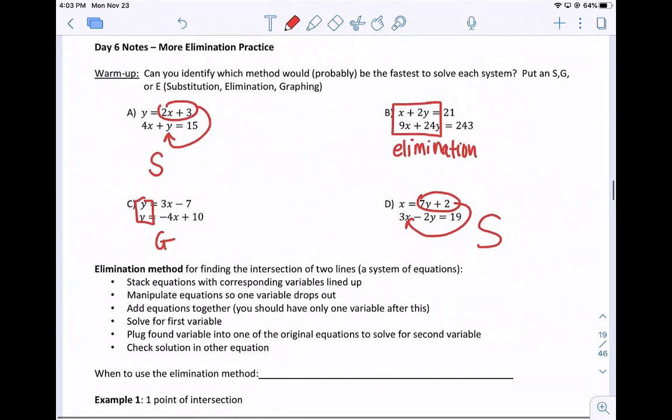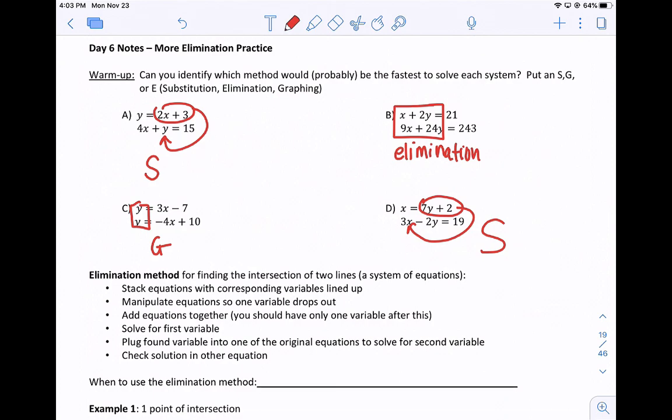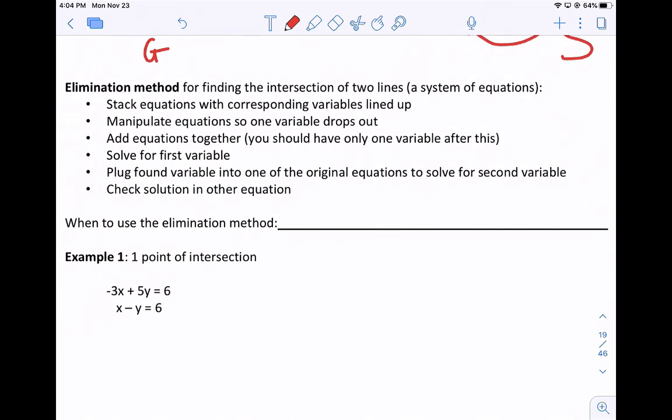So if you watched the video yesterday, we went over the elimination method. And so today we're going to do more review of that elimination method. Just do a bunch of examples so you kind of get the hang of it. So elimination is for finding the intersection of two lines, a system of equations. Here are the steps. You want to stack the equations with corresponding variables lined up.